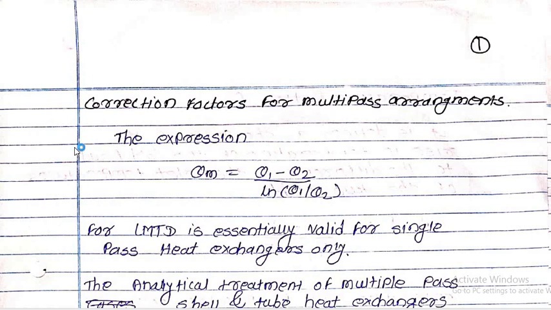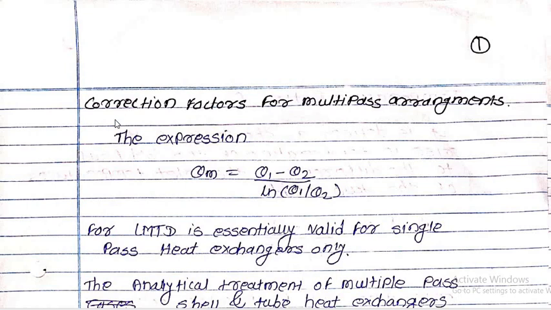We are dealing with the heat exchanger chapter. In the previous lecture, we understood how to solve problems related to heat exchangers by using the LMTD method. Now, in this lecture, we are going to understand what is meant by the correction factor for multipass arrangement, and the effectiveness and NTU method to solve problems related to heat exchangers or to design the heat exchanger. So the first point is correction factors for multipass arrangement.